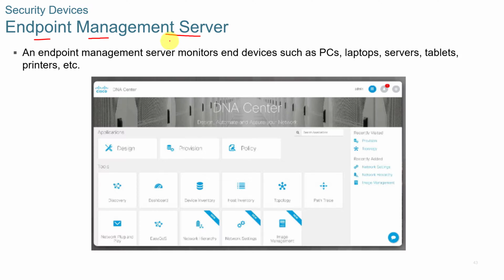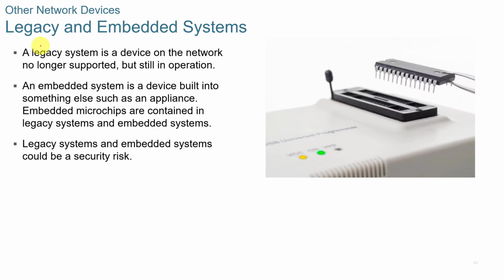You have endpoint management servers. An endpoint management server monitors end devices such as PCs, laptops, servers, and printers, and helps in the management of those. You're also going to come across legacy and embedded systems. A legacy system is a device on the network that's no longer supported, but it is still in operation, and you need to make sure that those devices are not a security risk. They can be embedded systems. You can also have embedded systems built into a device, such as embedded microchips, and those could be a risk, so you need to be aware of those.